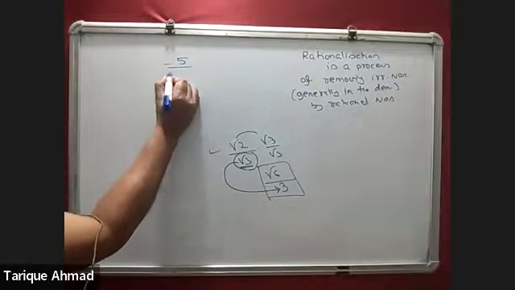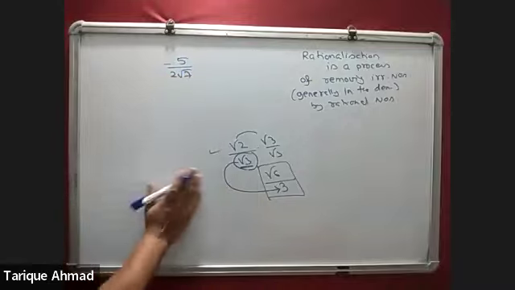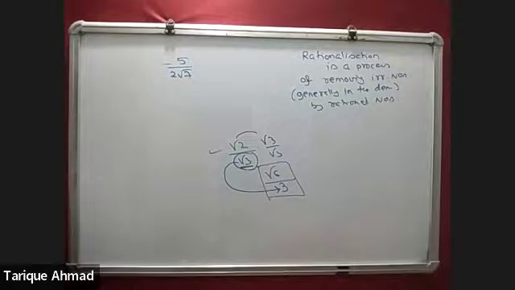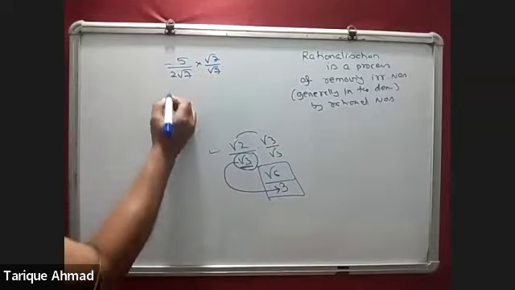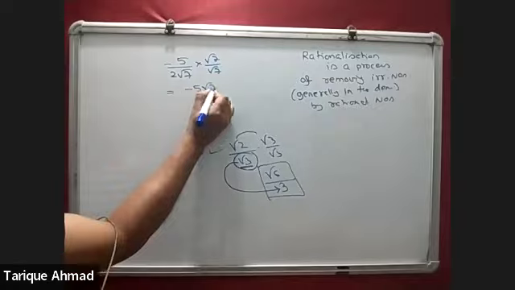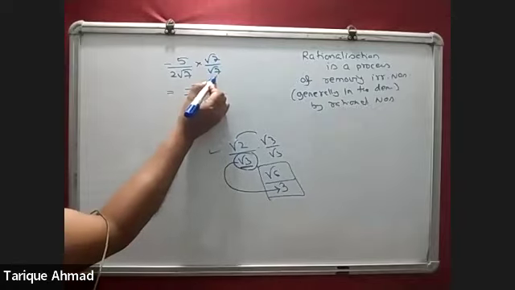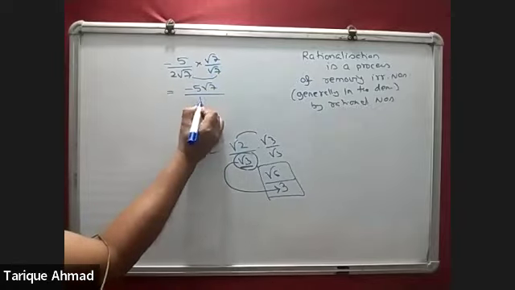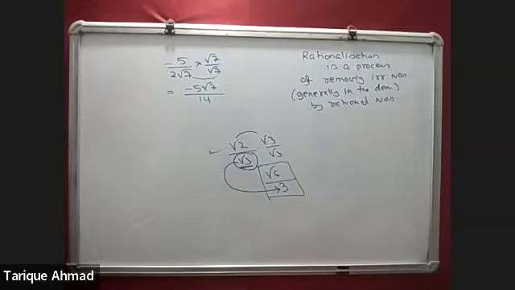Minus 5 by 2 root 7. How can we rationalize this one? Multiply and divide by root 7. We get minus 5 root 7 upon root 7 into root 7, 7 into 2, 14. Now it is rationalized.